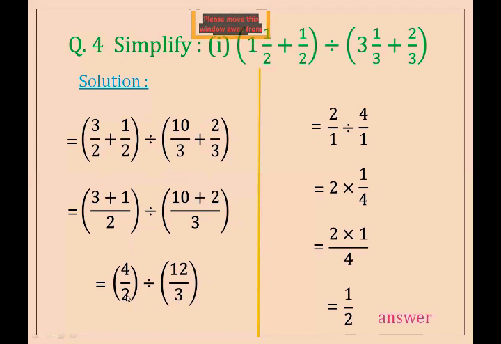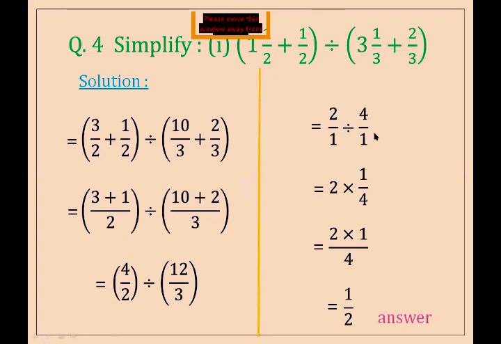Now students, first we have to simplify these brackets. Cancellation is possible here. 2 ones are 2 and 2 twos are 4. 3 ones are 3 and 3 fours are 12. As you see students, when the brackets are simplified, then we remove the brackets. So here I don't write the brackets, because I simplified these fractions. 2 upon 1 is divided by 4 upon 1.